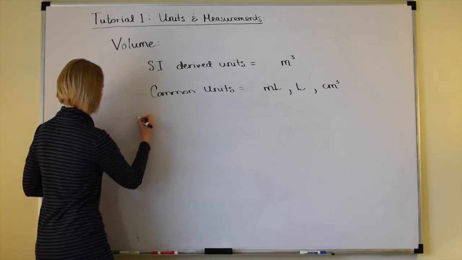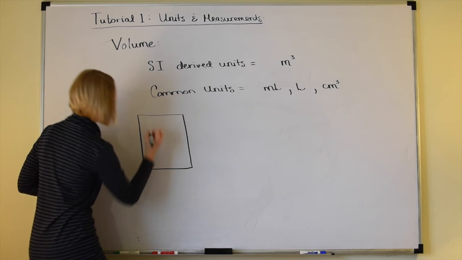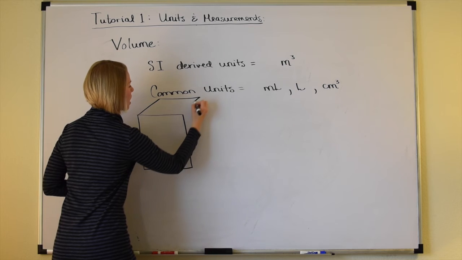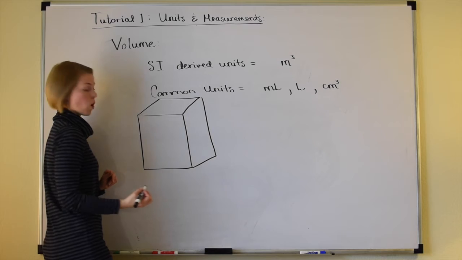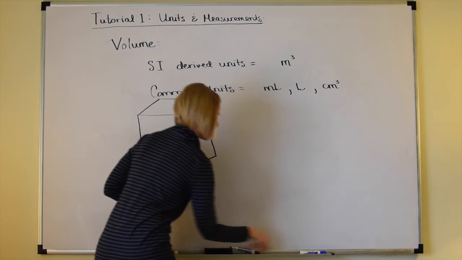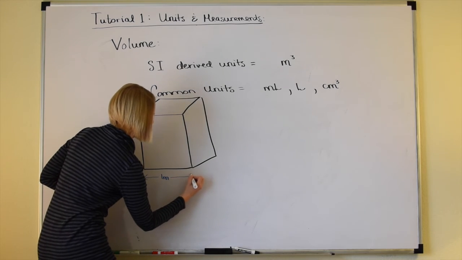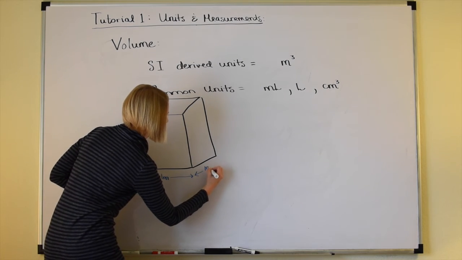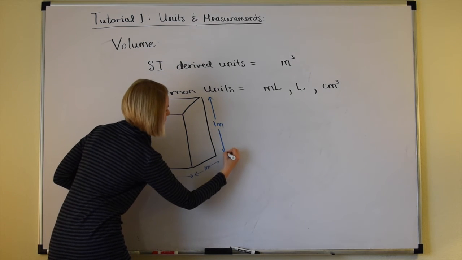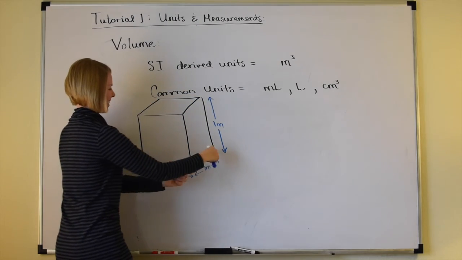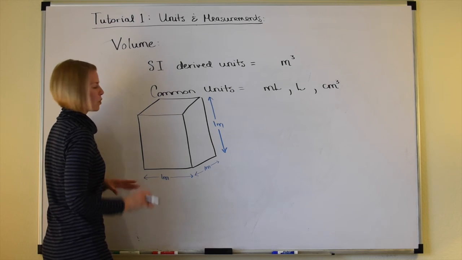Okay, so let's take a cube with a length of 1 meter, a width of 1 meter, and a height of 1 meter. So this is supposed to represent, let's go to a different color here, 1 meter, 1 meter, and 1 meter. Okay, so my drawing's not very good because this should be a little longer, but hopefully you won't hold that against me. Okay, so 1 meter cubed.